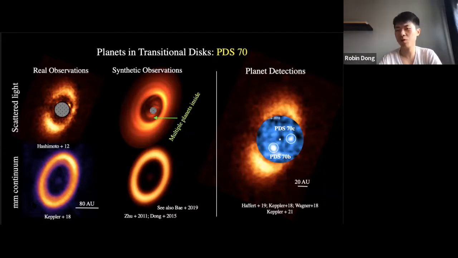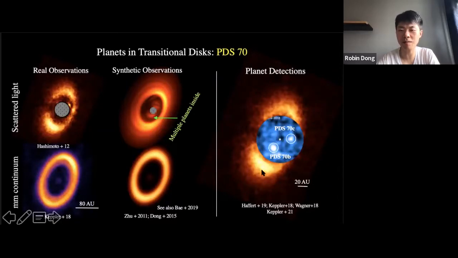Theoretical models have long predicted that those big cavities may be produced by multiple giant planets working together to open a big common gap. The middle two panels show synthetic observations of cavities opened by multiple planets. They look fairly like the observations. And now the right panel shows that two planets have been discovered inside the cavity.